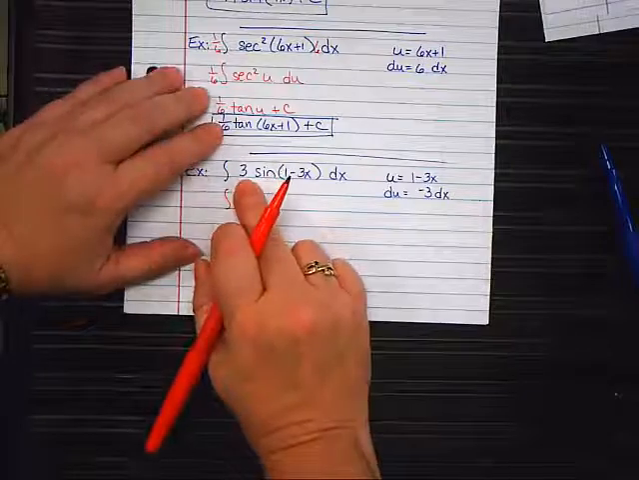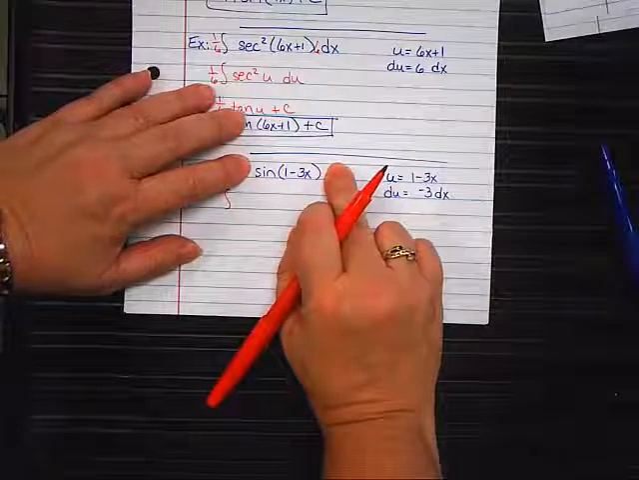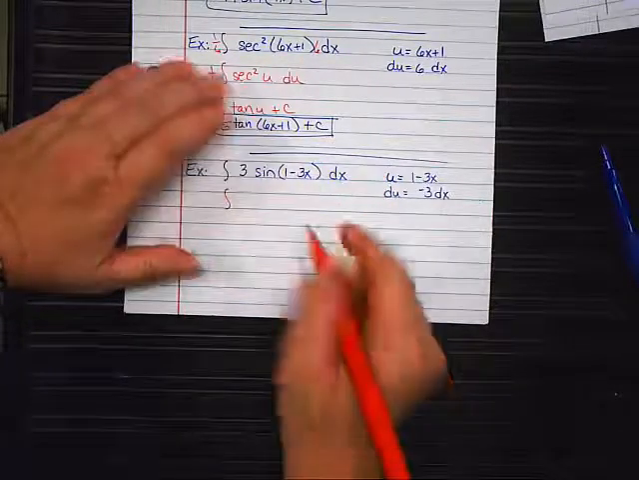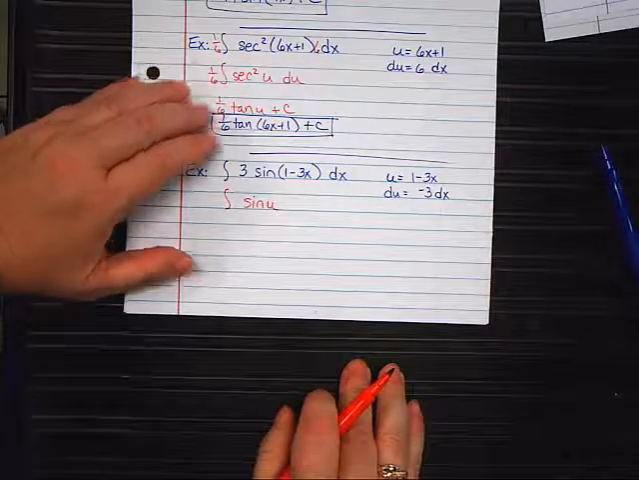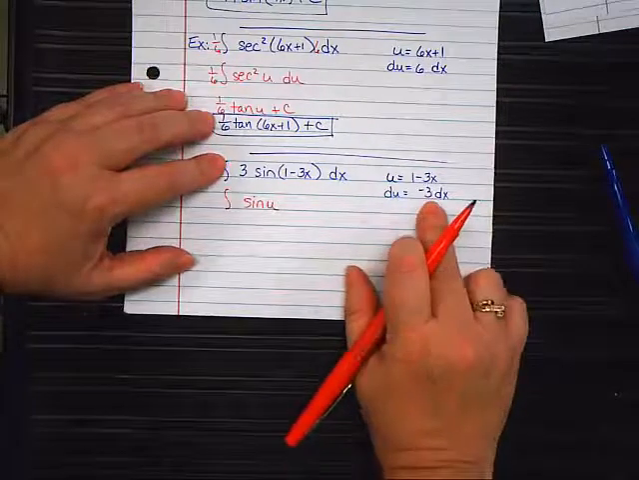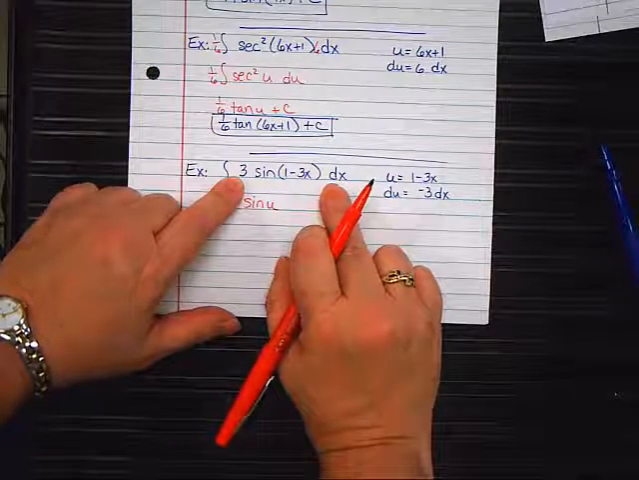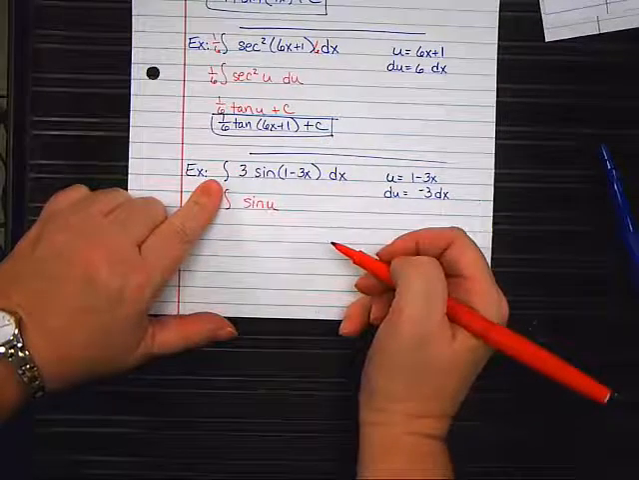Ignore the 3 for just a minute. Focus on this right here. How do I write that in terms of u? That's just sine of u, isn't it? So we write sine of u. But du is supposed to be negative 3 dx. What I have left is positive 3 dx. Can I just put a negative on there?